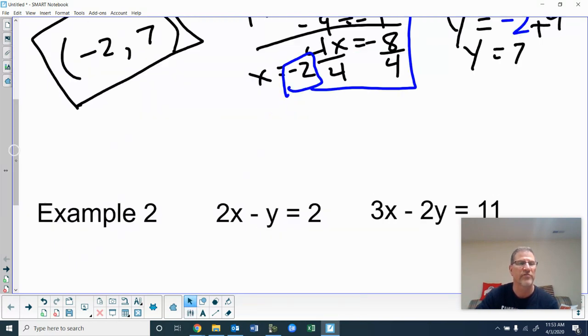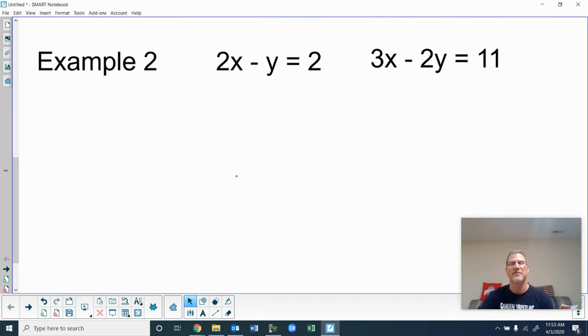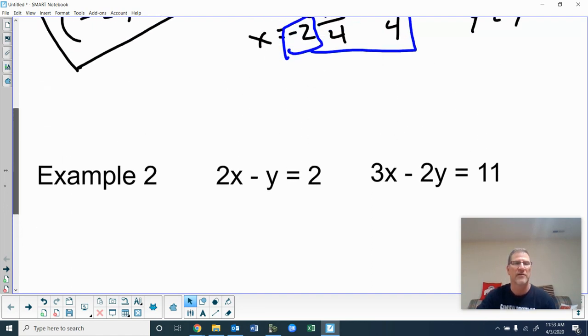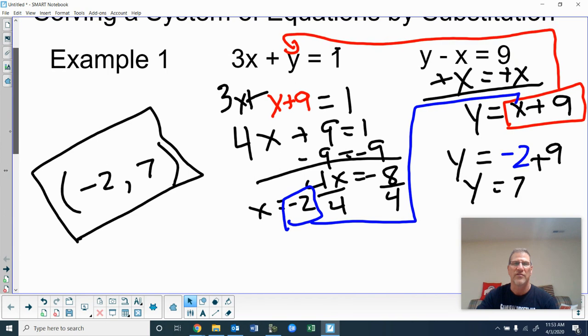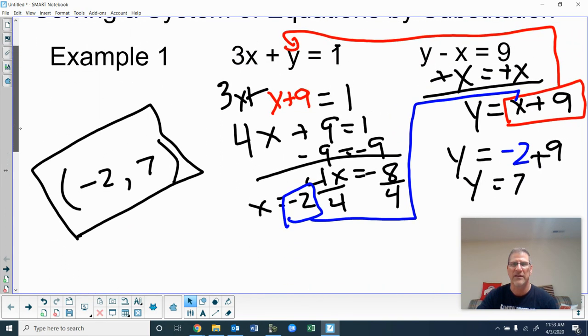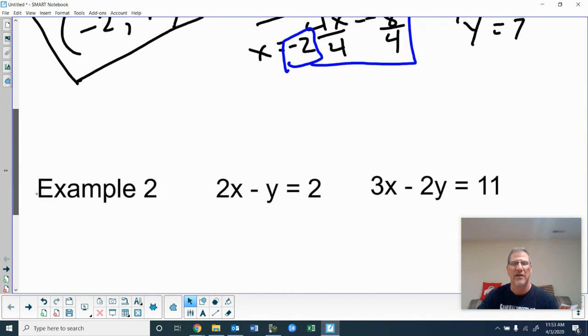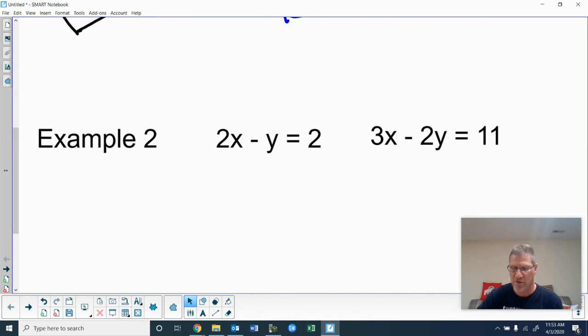Again, that should be review for you guys. Pretty easy stuff this time of year, but we're still doing some math. So here's the next example. Again, example 1 was negative 2, 7. Again, get y by itself or x, doesn't matter, your choice, but I like to get one that has no coefficient.